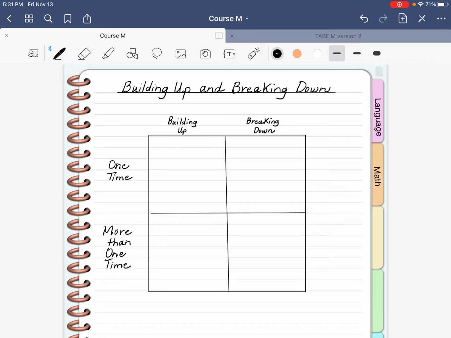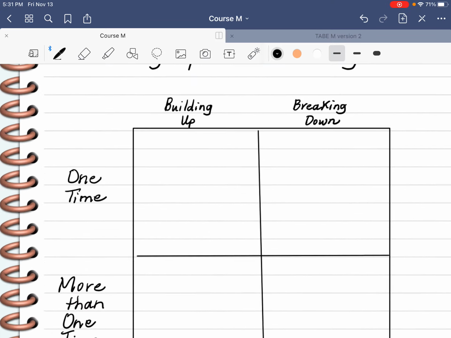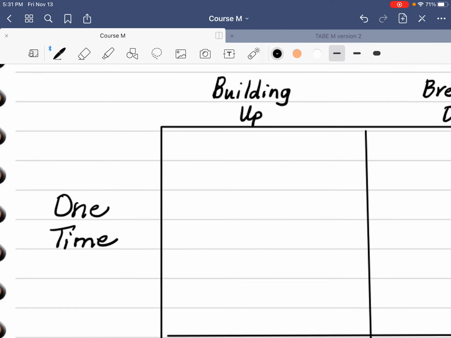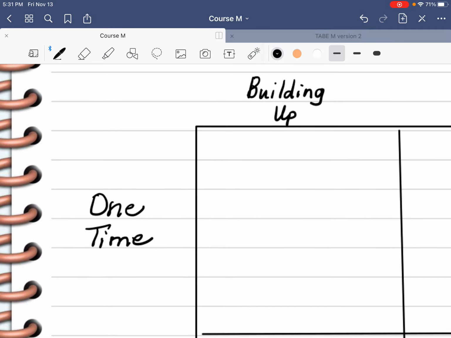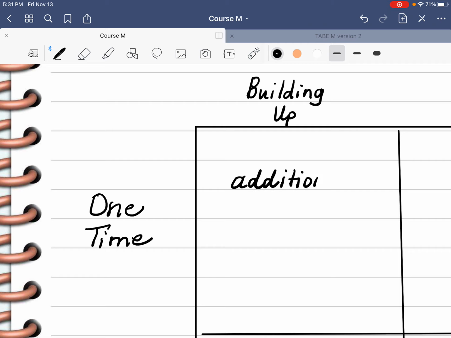Okay. And I'm going to start with this quadrant right here. So we are building up one time. This is addition. So if you are reading a story problem that is talking about building up something one time, you probably need to use addition to solve it. And here's what I mean.